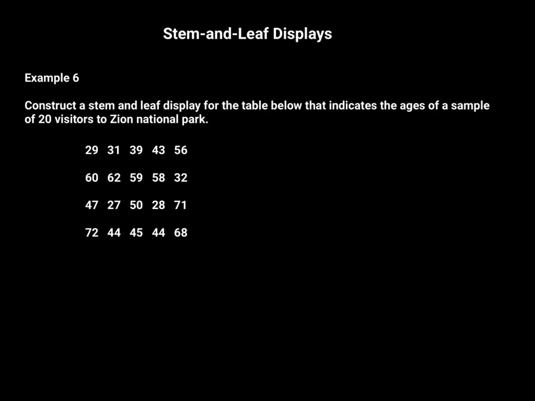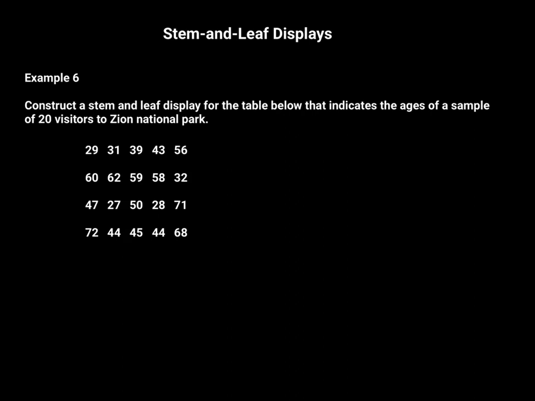Now we look at stem and leaf displays. The cool thing about stem and leaf displays is that you get to actually see specific values that make up the data. So let's just jump straight into an example and we'll walk through it together. Okay, we're going to construct a stem and leaf display for this table. This table here indicates the ages of a sample of 20 visitors to Zion National Park. Okay, so these are ages of people.